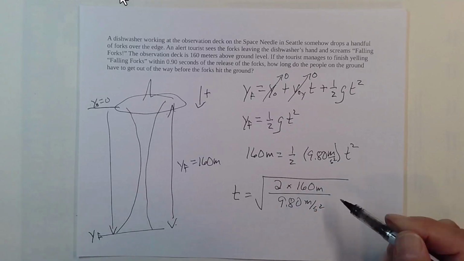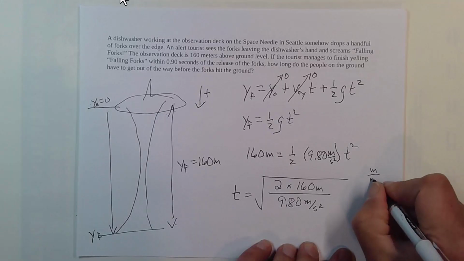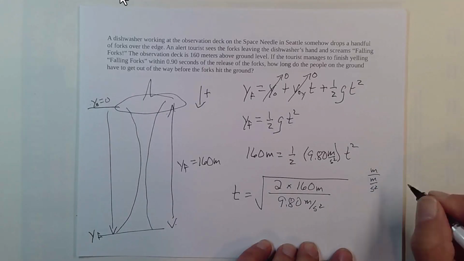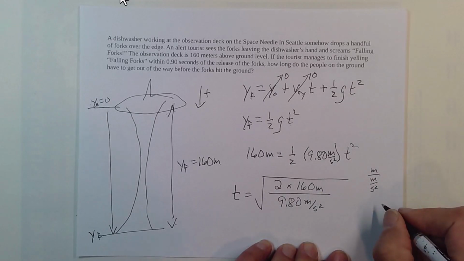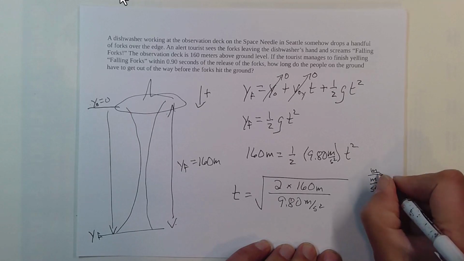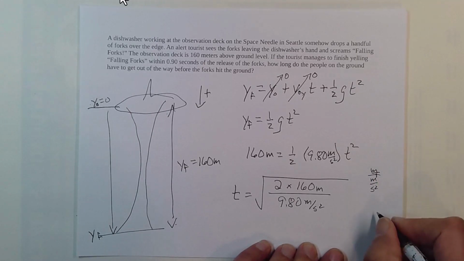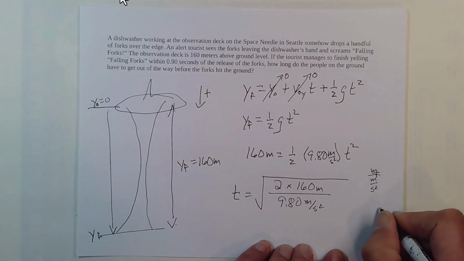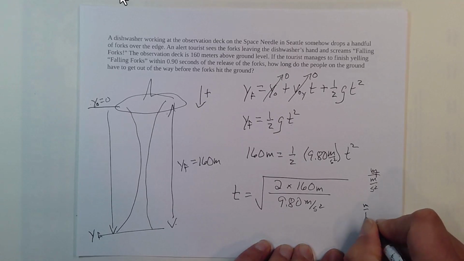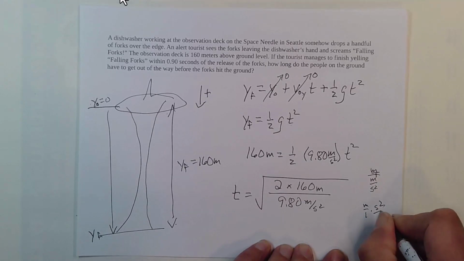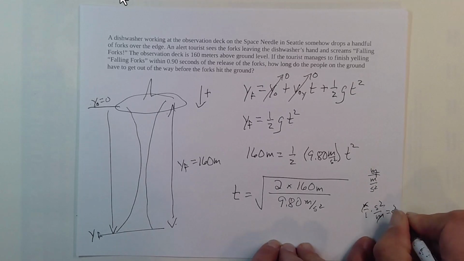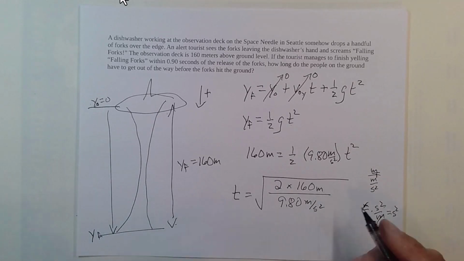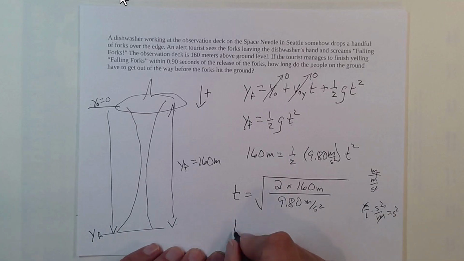Unit-wise, under the radical, you would have meters divided by meters per second squared. If you invert that and multiply, you'll end up with, let's see, if I imagine this is a meter over a 1 on top, I'd end up with meters over 1 times seconds squared over meters, which is just seconds squared. But when you take the square root, you get seconds. So unit-wise, we're fine.